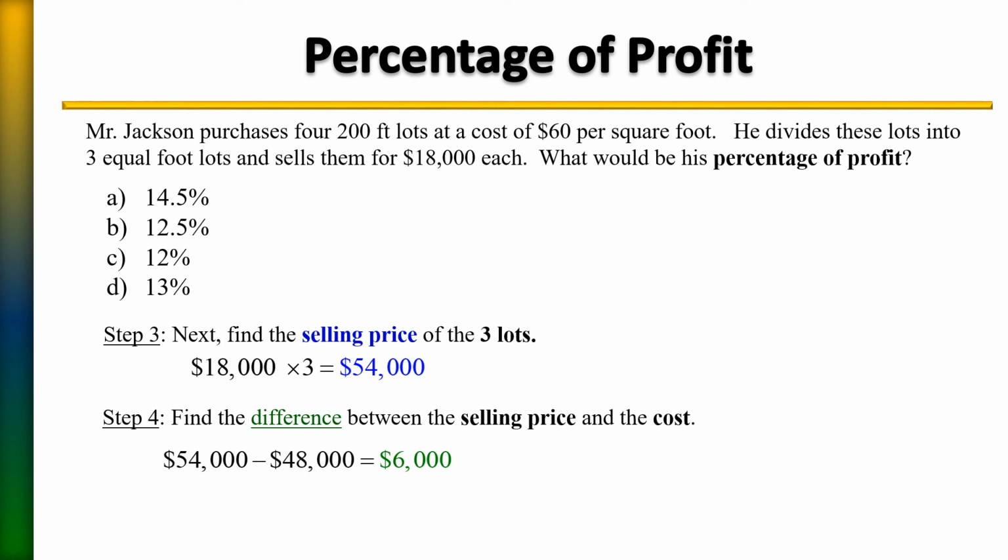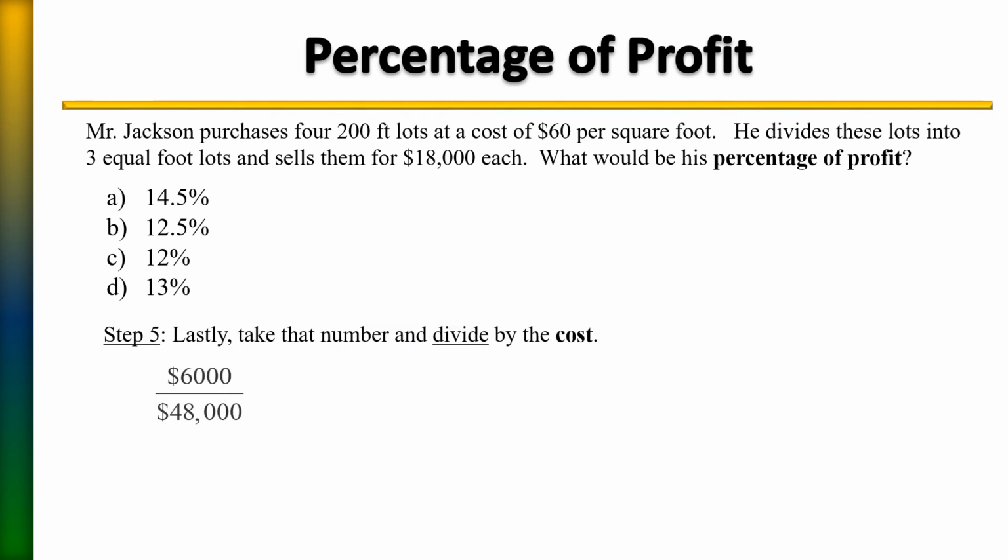And then lastly, to find the percentage of profit, it's going to be a ratio where you divide, and on top you're going to have the difference between these 2 prices, and on bottom we're going to have the cost. So 6,000 divided by 48,000. If we do those calculations on the calculator, that's going to give us an approximate percentage of 12.5% once we move our decimal place over 2 places, which is choice B.